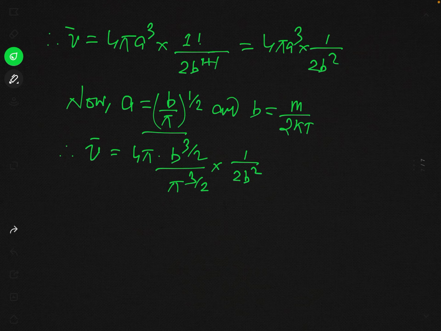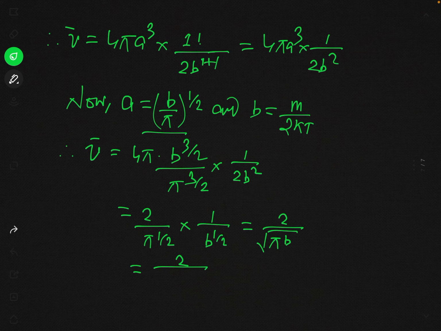So you can now see that this will be what? This will be 2, and here is pi, and in the denominator there is pi raised to the power 3 by 2. So this will be in fact pi raised to the power half. And you can see in the numerator there is b to the power 3 by 2, and in the denominator there is b square. So we will be left here with 1 over b to the power half. So this is simply 2 over square root of pi b. And when we put the value of this b, what will be our result?